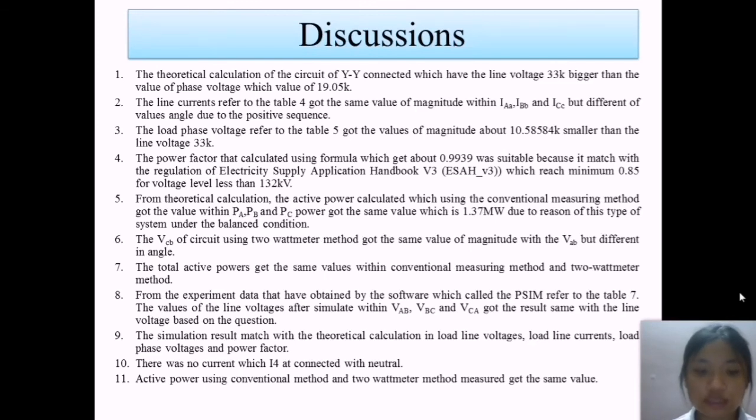Ninth, the simulation results matched the theoretical calculation in load line voltage, load line current, load phase voltage, and power factor. Tenth, there was no current I4 connected with the neutral. And eleventh, the active power using the conventional method and the two-wattmeter method got the same value.